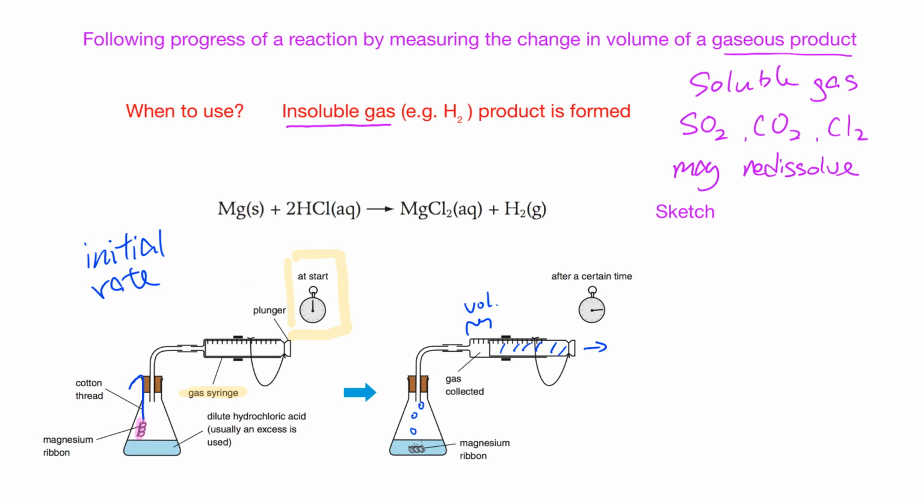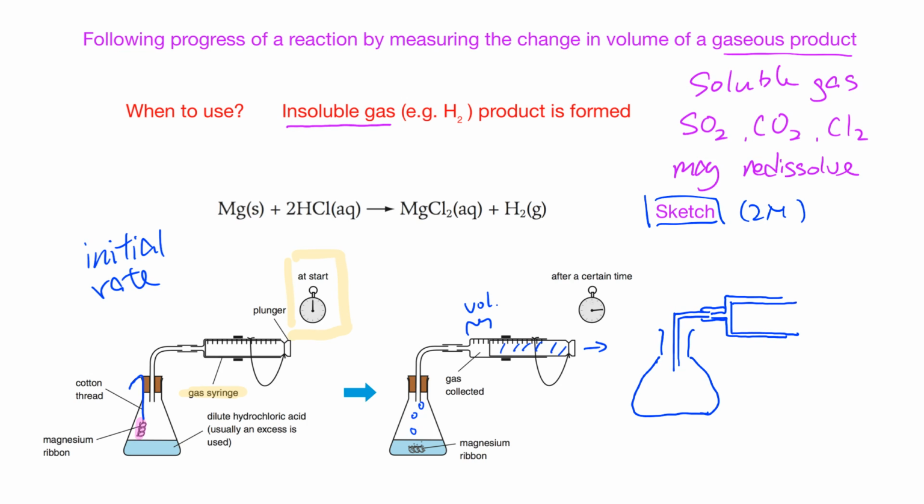Basically, this system is very important, and you need to know how to sketch it. Normally it is 2 marks. You need to draw a conical flask, and then a delivery tube, and then draw it together with a syringe, like this. This is the syringe, and you have to label the whole thing. But just these things are not enough. Of course you have magnesium.